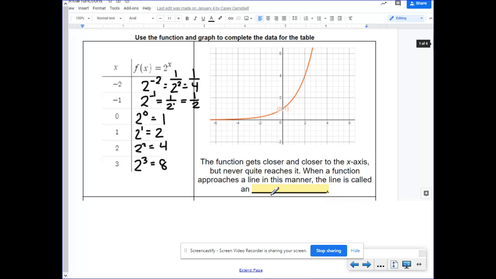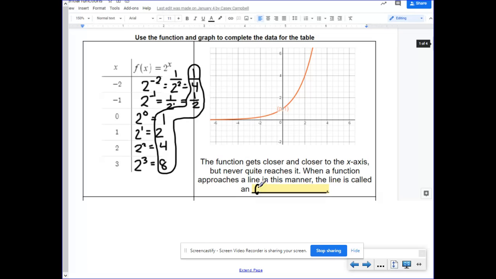So we're just filling them out here. These right here, I'm just circling them. Those are the actual answers that we're interested in. I showed my work there, but those that I circled, those are our answers. So in the blank, it says the functions get closer and closer to the x-axis, but they never quite reach it. When a function approaches a line in this manner, the line is called an asymptote.